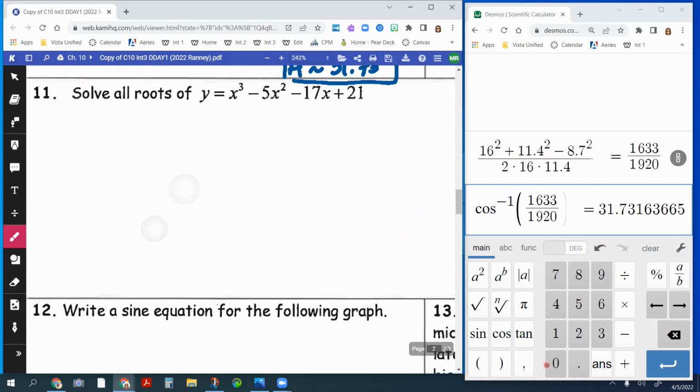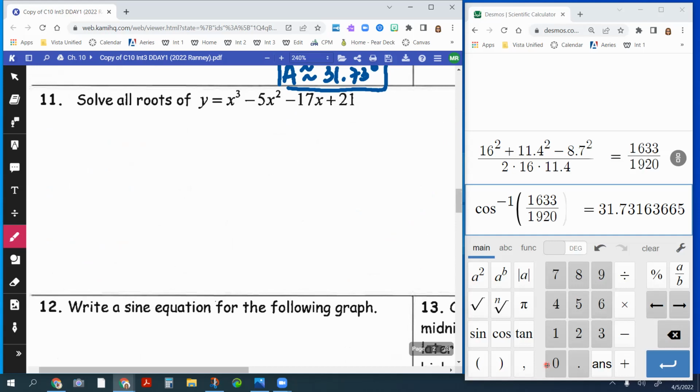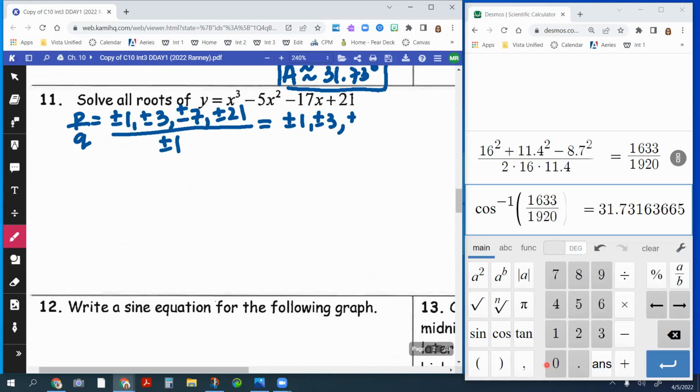Okay, on number 11, we're going to solve all of these roots. So when I do my P over Q, I basically want factors of 21 on top. So that's going to be positive and negative 1, 3, 7, and 21. And on bottom, it's just going to be 1, positive and negative 1. So I basically have positive and negative 1, positive and negative 3, positive and negative 7, and positive and negative 21.